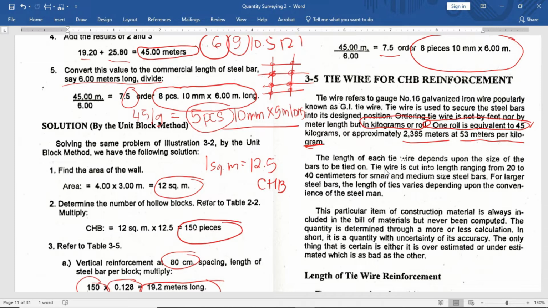The length of each tie wire depends upon the size of the bar to be used. Tie wire is cut into length ranging from 20 to 40 centimeters for small and medium-sized steel bars. For larger steel bars, the length of ties varies depending upon the convenience of the steelman. So, depende yon sa steelman natin kung gaano kahaba yung puputulin niya pag masyadong malaki yung steel bars natin.